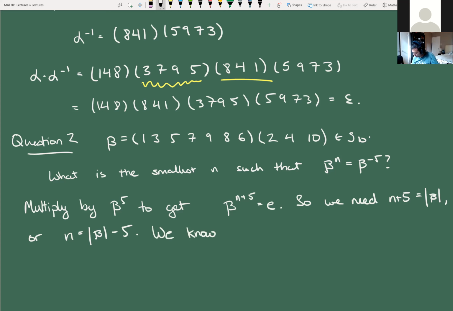So we know that the order of beta... I've basically written what you've written down, Hongwei, but I'll write it slightly differently. You're 100% correct. So n is 21 minus 5, or 16. Right. That one's not too bad, I think, especially since it was given to you as a disjoint cycle to begin with. All right, very good.